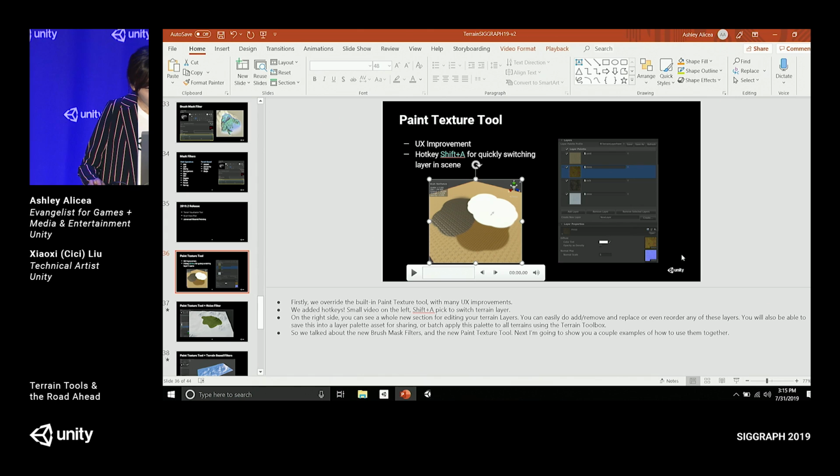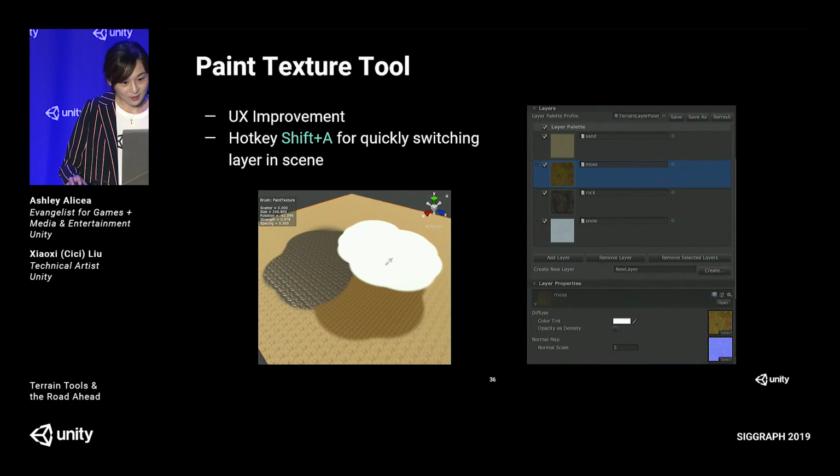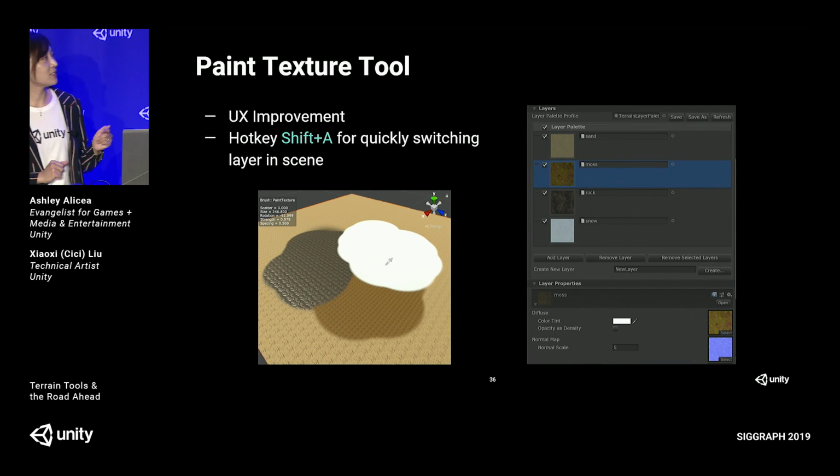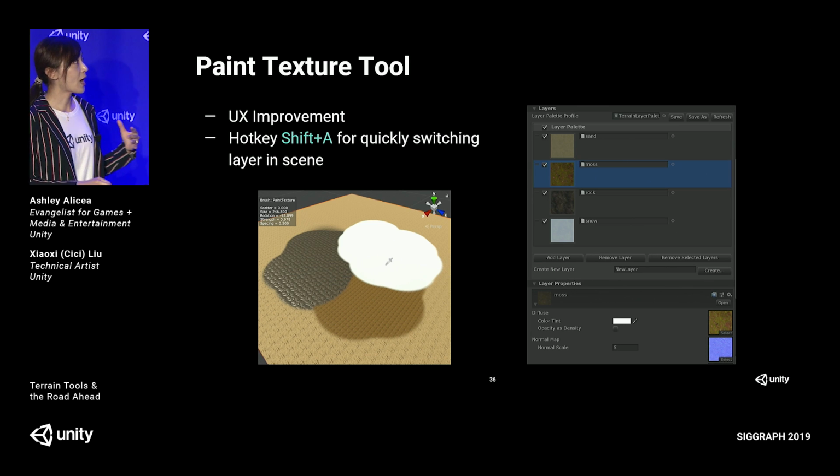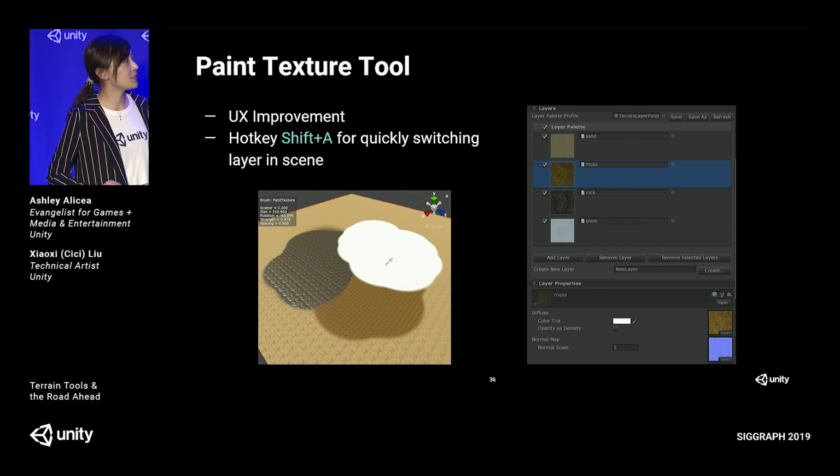So if we go back to the slides, on the right side you can see the layer editing UI. We redid this UI, so now you have all the quick actions accessible here. All the layers can now be reordered and easily batch edited, like you can add and remove multiple of them at the same time. Also, you can save your list of layers into a palette asset that you can share with your coworkers, which is very convenient.